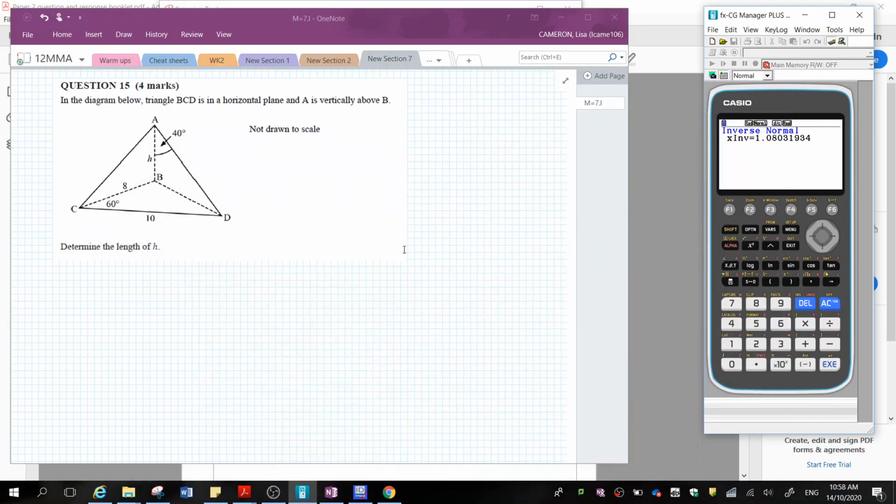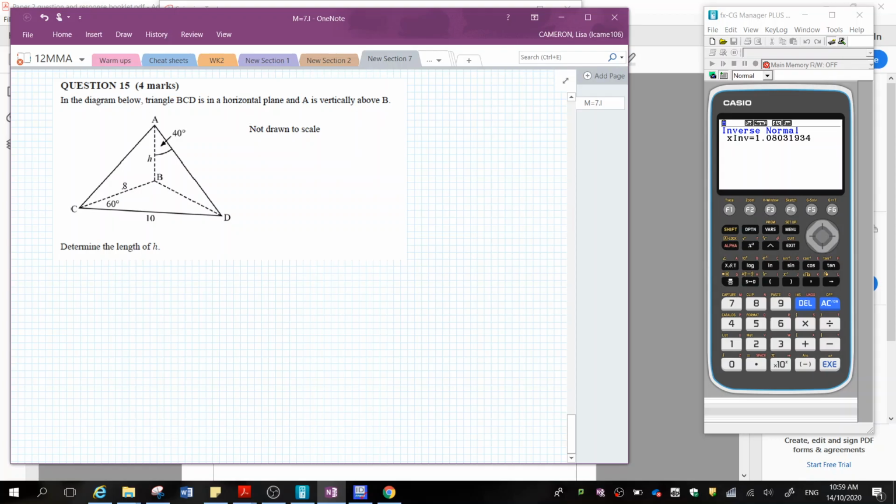Okay, so we're doing question 15. In the diagram below, triangle BCD is on a horizontal plane, which means it's like flat on the table, and A is vertically above B, which means you're like looking from A down. So it's a 3D shape. Okay, so first thing that we're going to be working out is this little length over here.